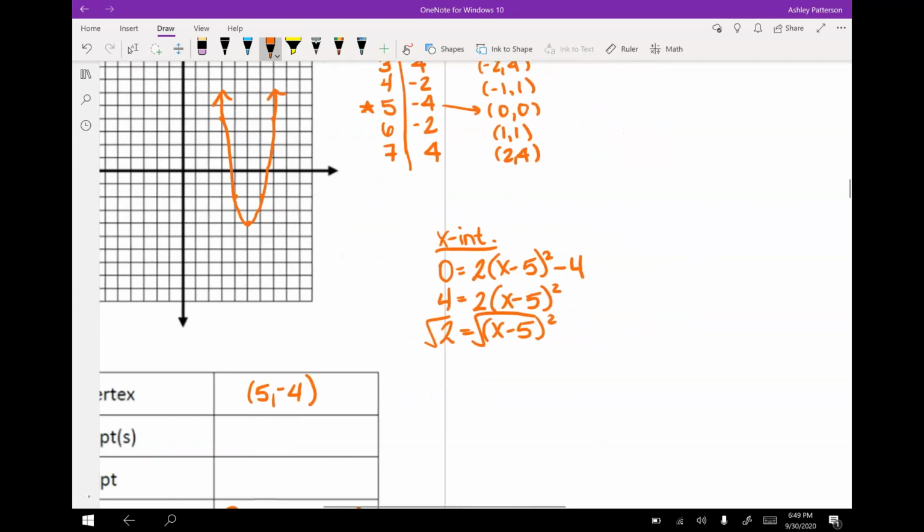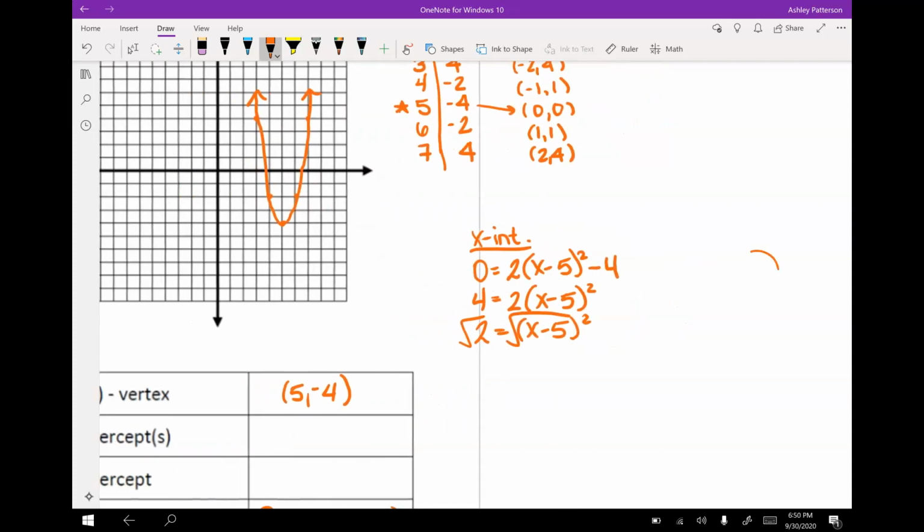But be careful, because if you remember, if I square 2, I get 4, right? But what if I square negative 2? Oh man, I get the same answer. So when you're working backwards, when you're taking the square root of a number, you have to account for the fact that you could have two different answers. So we're going to say that x minus 5 is equal to plus and minus the square root of 2.